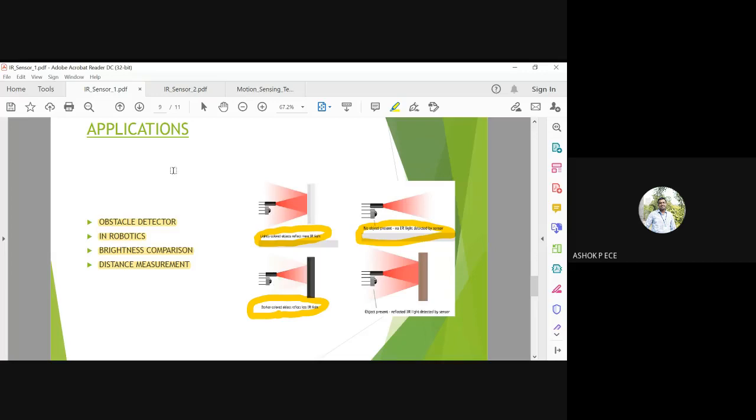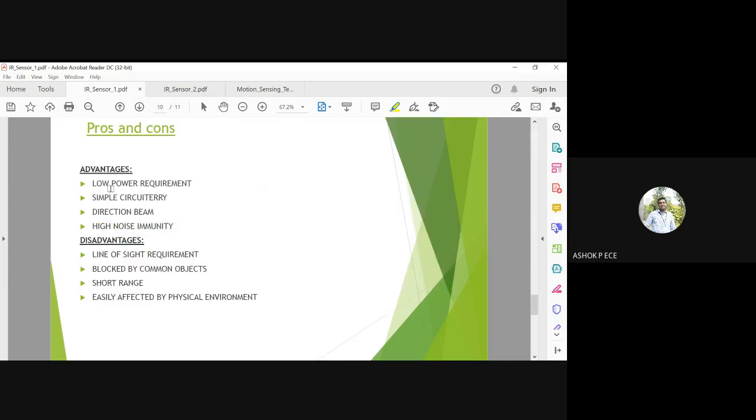So for that, we'll be using ultrasonic waves or sound waves for measuring the distance. Predominantly, IR sensors are used in obstacle detection, robotics, to see the forward or backward or right or left path of a robot. Then you have the brightness comparison based on these two features: bright colored objects and dark colored objects, and distance measurement.